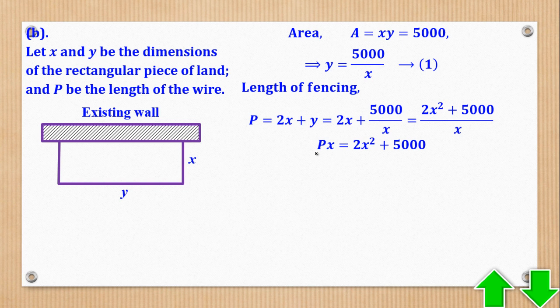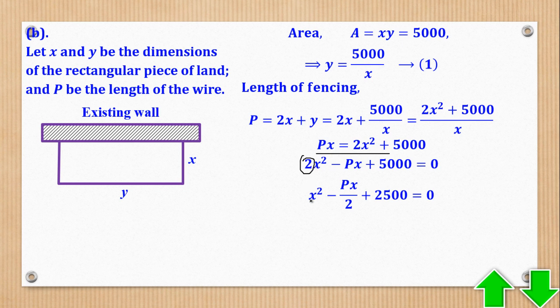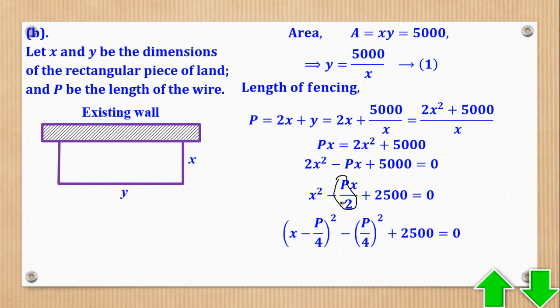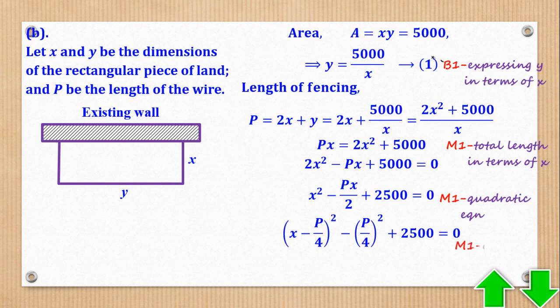So when I cross multiply, I get a quadratic equation. I have to rearrange, then I can complete squares. So to complete squares, remember I told you this coefficient must be positive 1. So divide throughout by 2 to come up with this. And now that the coefficient is positive 1, I can complete squares. Half of this is what? Is p over 4. That's why you see p over 4 there. And also p over 4 squared there. So there was a mark for this, a mark for this, a mark for this, a mark for complete squares.